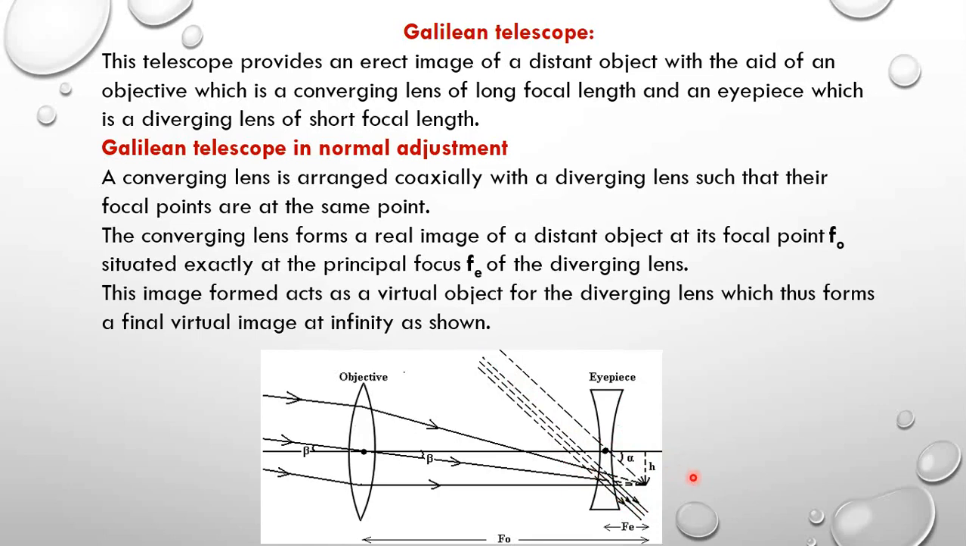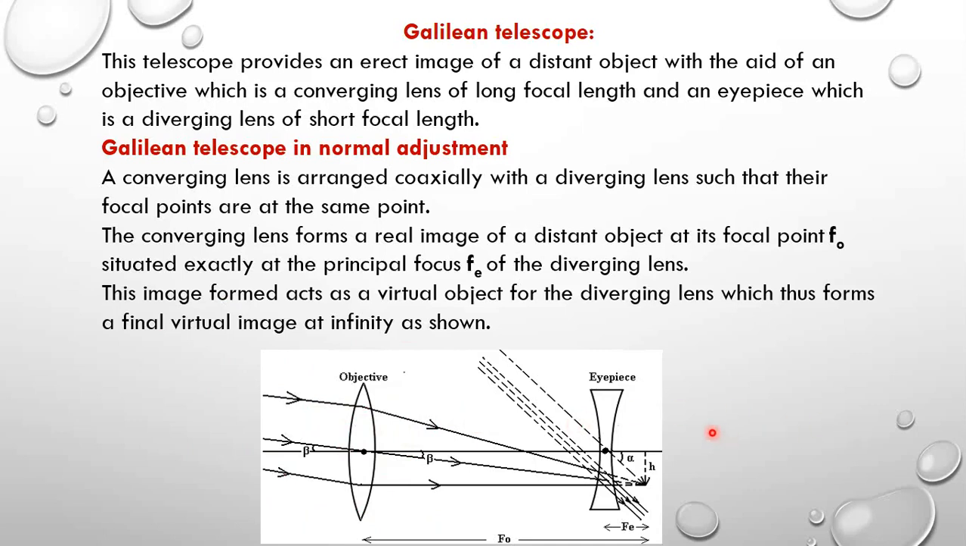If you want to get the angular magnification or the magnifying power of this telescope in normal adjustment, we need to get alpha and beta, where alpha is the angle subtended by the final image onto the eye when using an optical instrument, and beta is the angle subtended by the object onto the unaided eye, which, for a telescope, is also equal to the angle subtended by the object onto the objective of the telescope.